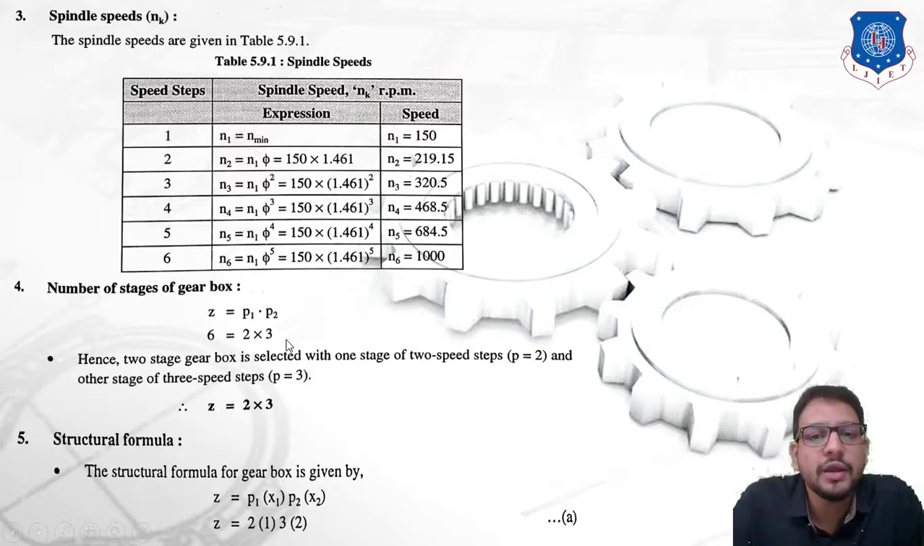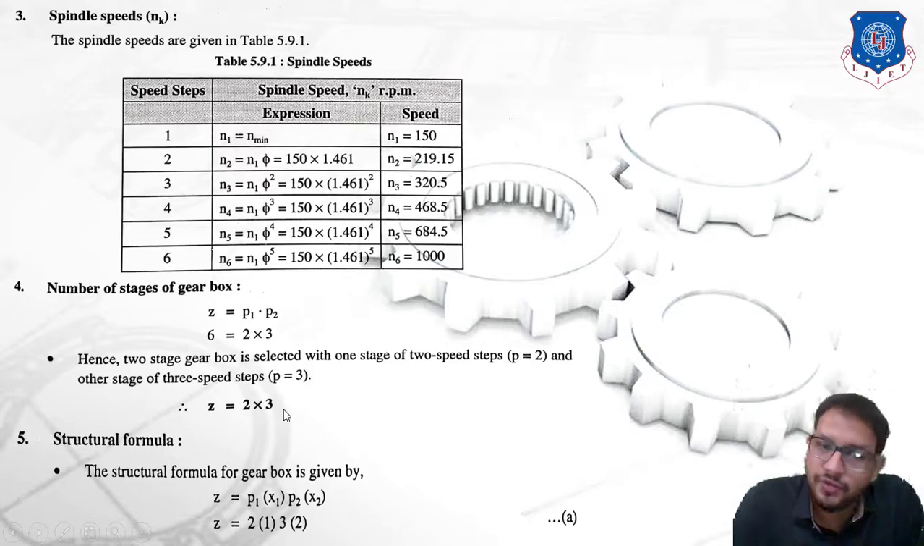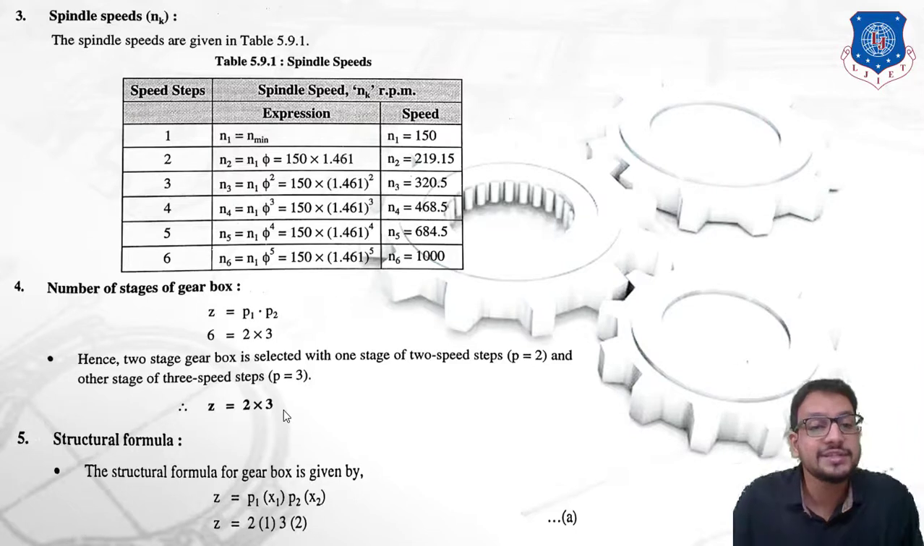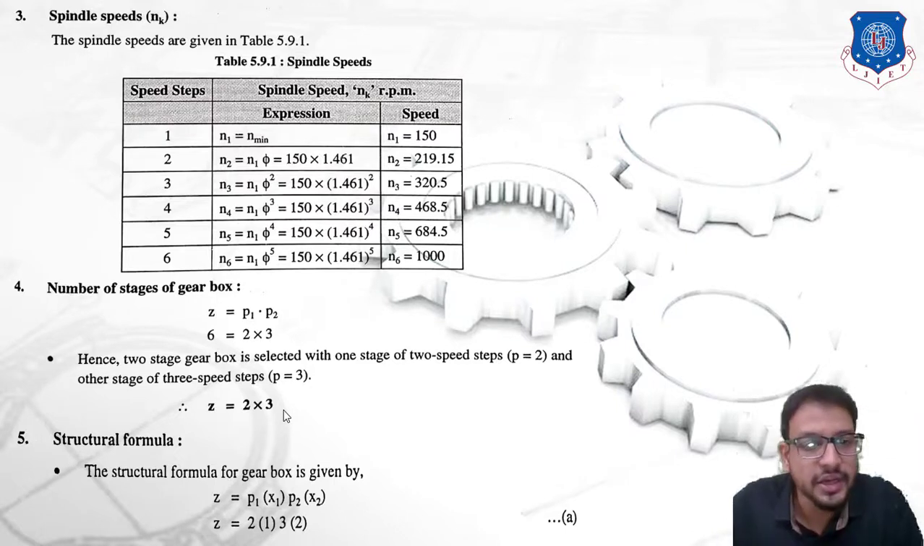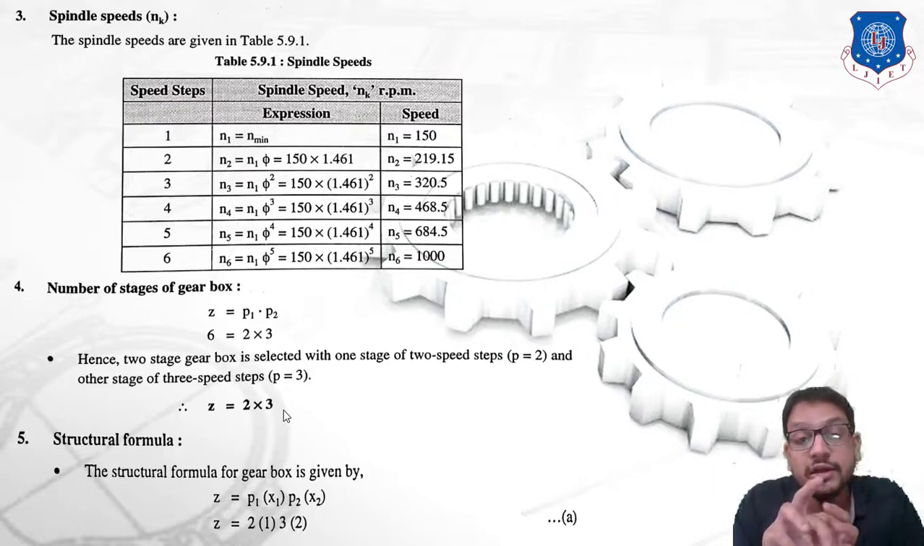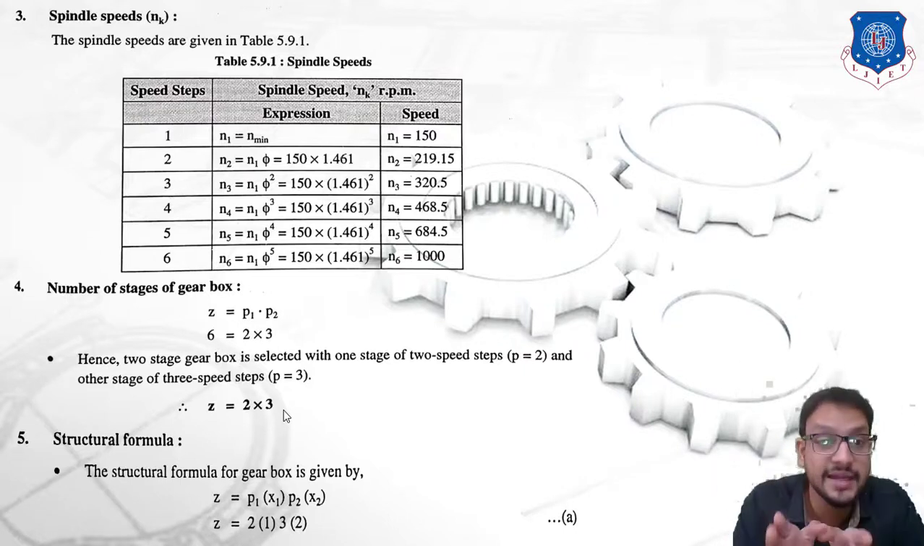Now over here it is directly mentioned that in the second stage the number of speed steps will be equal to 3. So we can say that Z is equal to 2 into 3 is our fixed structural formula. Otherwise, if it is not given in the data that in the second stage the number of speed steps is 3, then we need to determine different types of structural formulas. One combination is 2 into 3, the second combination would be 3 into 2. Then we even need to interchange x1 and x2. We have seen that technique in our last video.